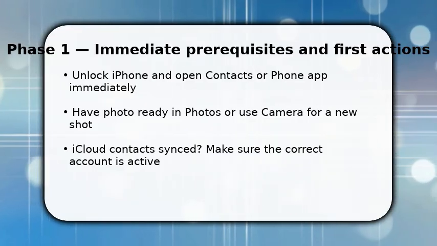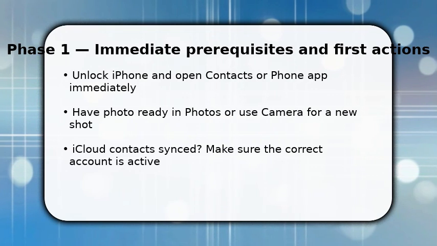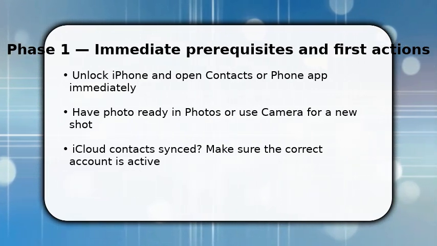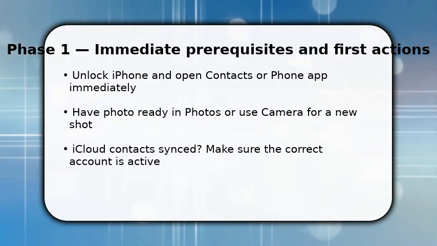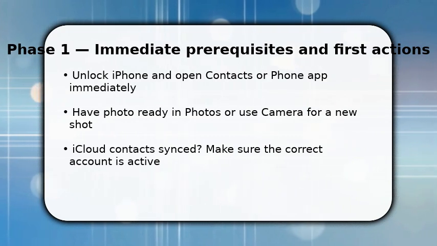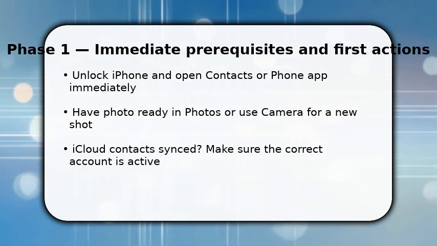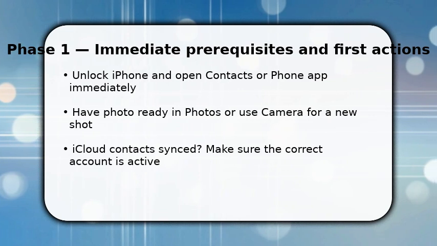You start by unlocking the iPhone and opening Contacts. This puts you where changes are saved. Once done, locate the contact and tap Edit. This begins the change. If you need a new picture, open Camera or choose from Photos.